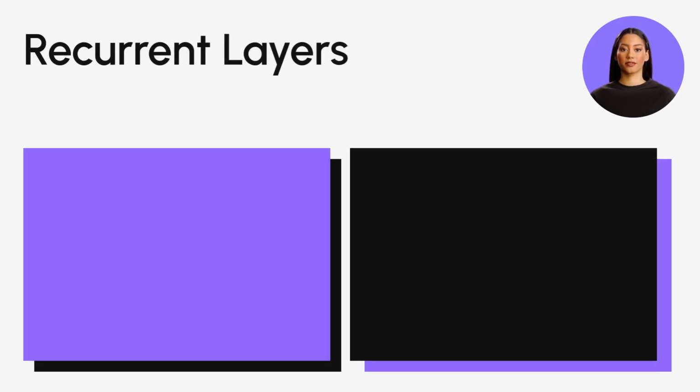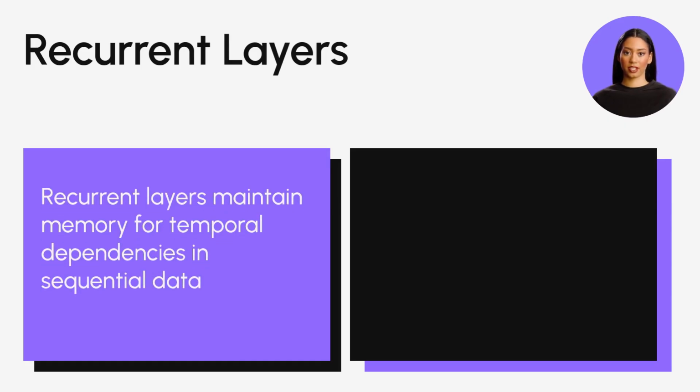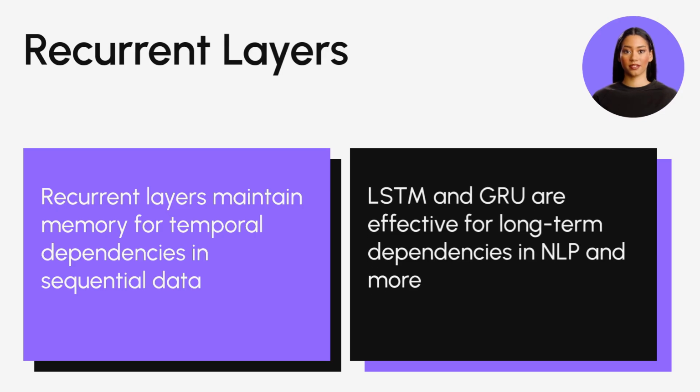Recurrent layers are designed for sequential data. They maintain memory to capture temporal dependencies. LSTM and GRU handle long-term dependencies effectively. Used in NLP, time series prediction, and speech recognition. Recurrent layers are crucial for processing sequences.